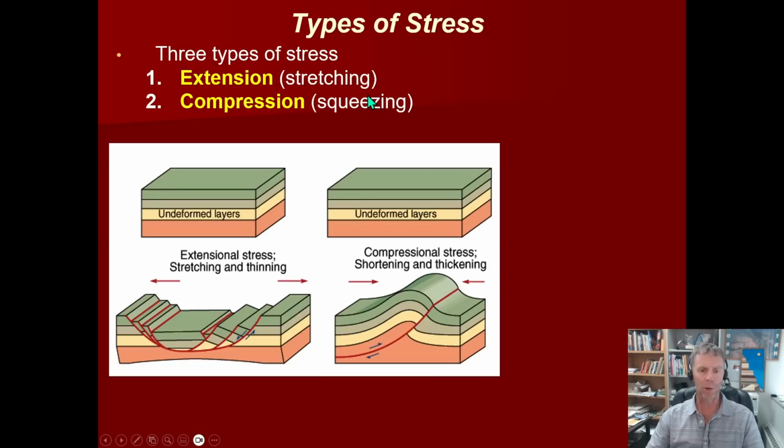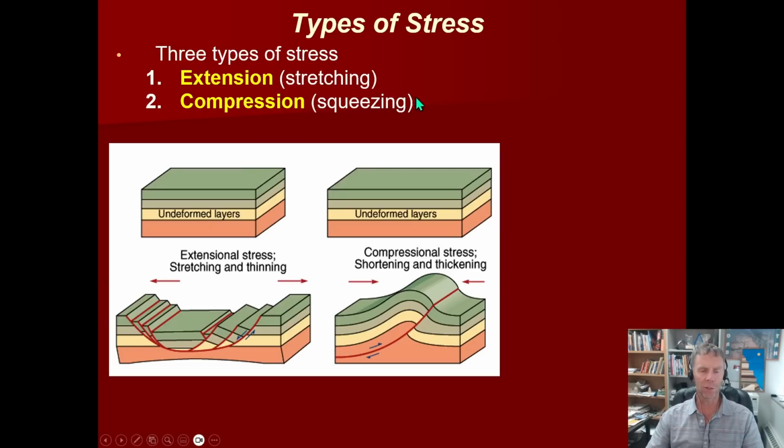Another one is compression. So the rocks are actually being squeezed, compressed. Think about them being in a vise, if you will. This causes the rocks to become thicker, and also shorter in terms of their long direction. Here we're depicting a fault that's pushing these rocks up and over the top of the ones below. We'll get to that later on. We'll talk about faults and fault types as we go.